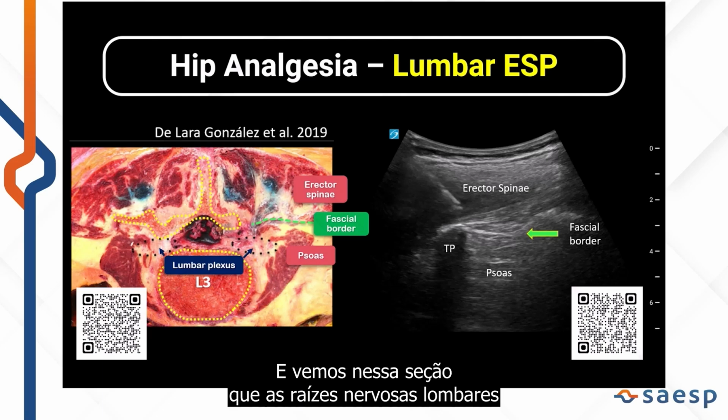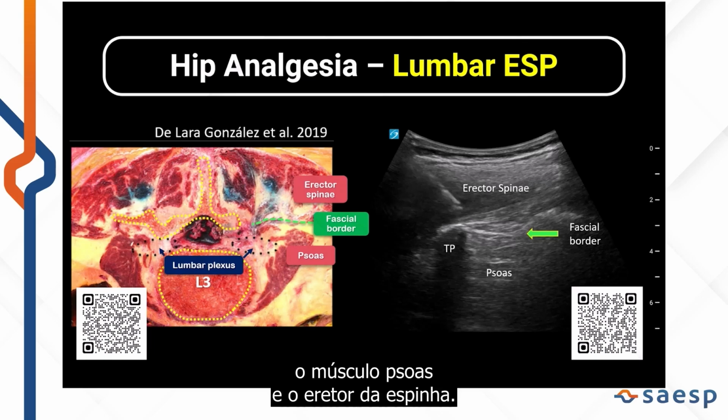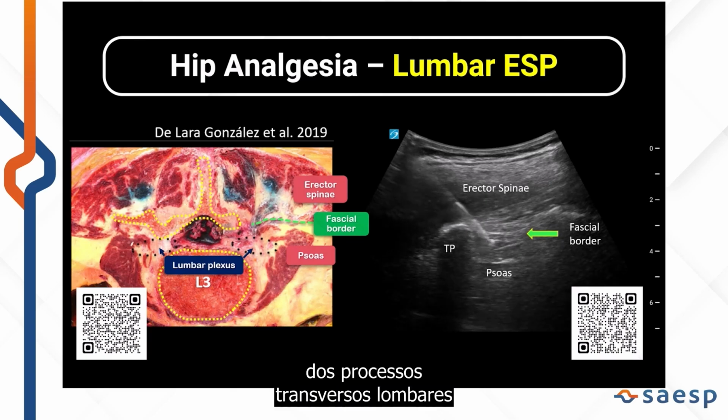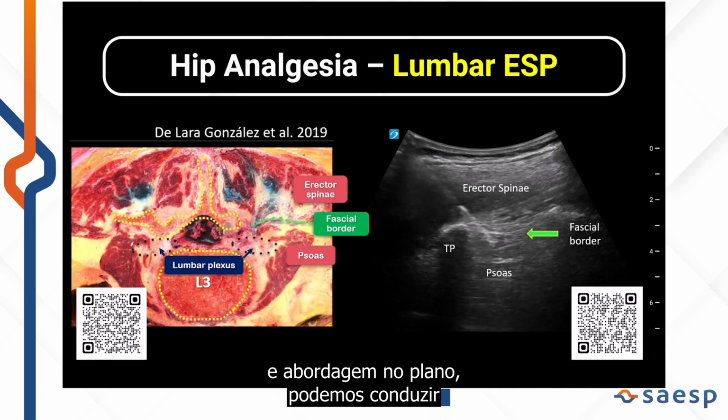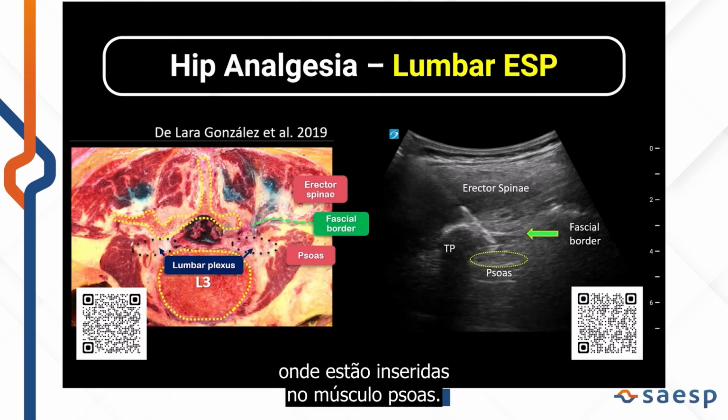And you can see from the cadaveric section that lumbar nerve roots lie just deep or anterior to the fascial border that separates erector spinae and psoas muscle. So, by performing an injection just deep to this visible hyperechoic fascial layer using a parasagittal view of the lumbar transverse processes and in-plane approach, we can drive local anesthetic towards the lumbar plexus and lumbar nerve roots where they are embedded within the psoas muscle.